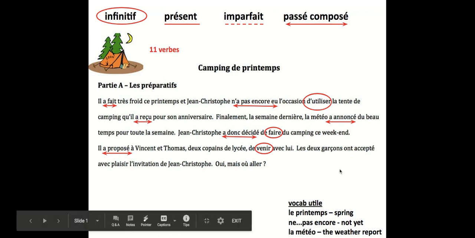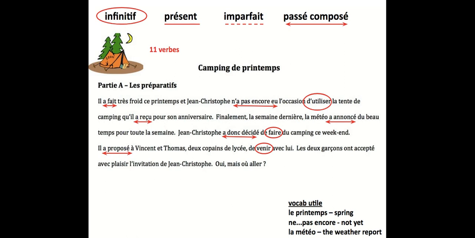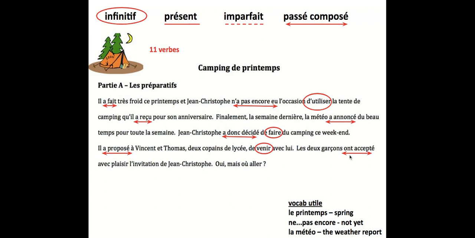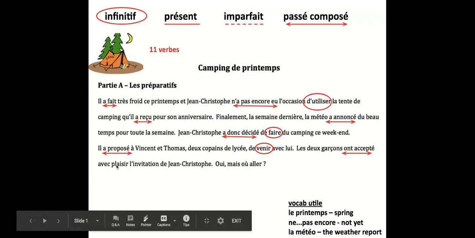OK. Phrase suivante. Les deux garçons ont accepté avec plaisir l'invitation de Jean-Christophe. There's only one verb in this sentence. It is ont accepté. Passé composé. We've got our helping verb ont. Participe passé, accepté.